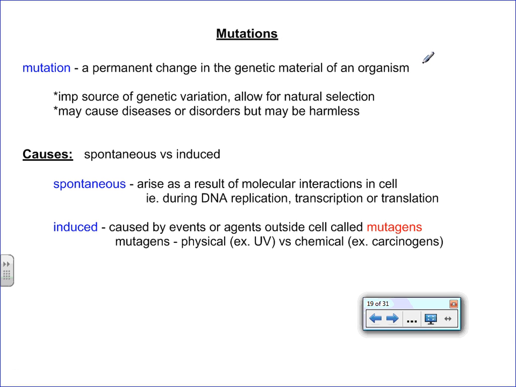We've talked about mutations before. This is going to talk a little bit more about some other types of mutations. So a mutation, like we saw before, is a permanent change in the genetic material of an organism. It's positive in that it can allow for genetic variation.